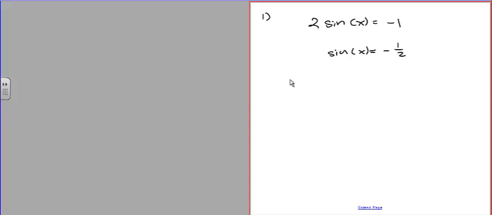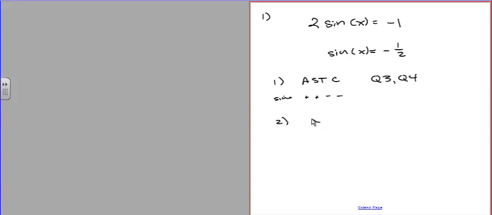So the first thing you do is you determine which quadrants you're in. This is the calculator way. So all students take calculus: sine is positive in the first quadrant and the second quadrant, negative in the third and fourth quadrant. So what that's telling me is the solutions are in the third and fourth quadrants.